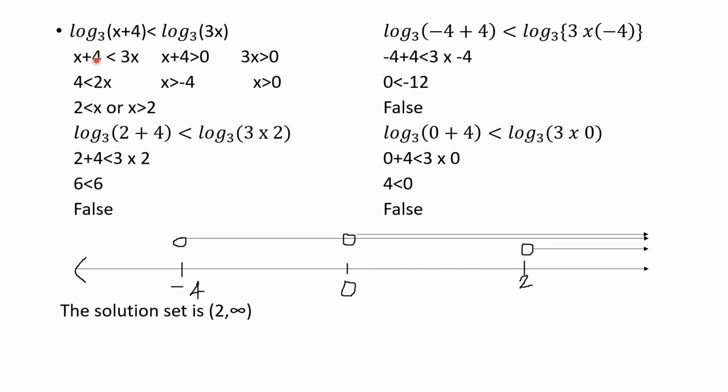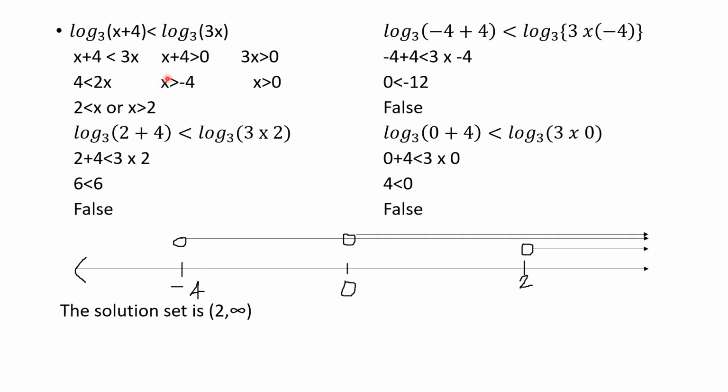Then you transpose the x so that this becomes minus. So 3x minus x is equal to 2x, and then 4, and then you divide both sides by 2. So the 2's cancel out, and you end up with 2 is less than x, or x is greater than 2. And you have found one of the critical values.